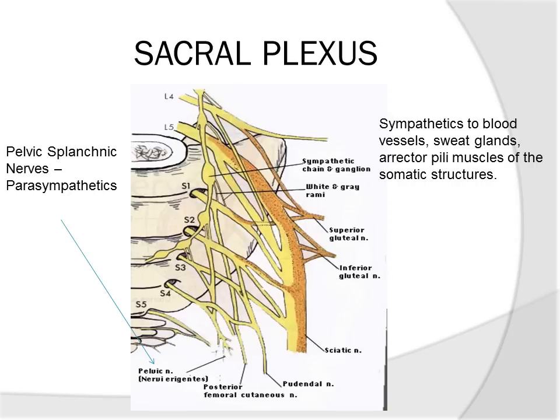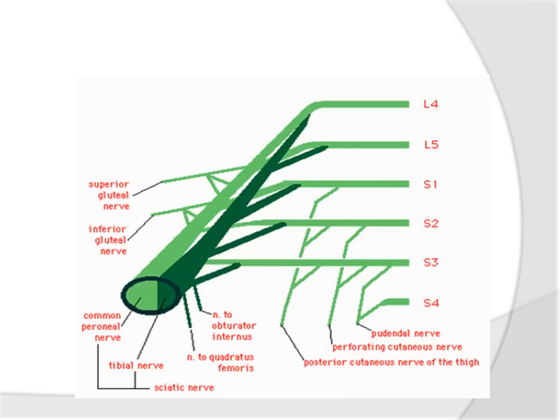fibers traveling in the lumbar and sacral spinal nerve roots. We have sympathetic fibers coming off the sympathetic chain, bringing sympathetics to blood vessels, sweat glands, and erector pili muscles. Also traveling in the S2, S3, and S4 nerve roots are parasympathetic fibers that come out and form the pelvic splanchnic nerves and go on to innervate visceral structures within the pelvis.